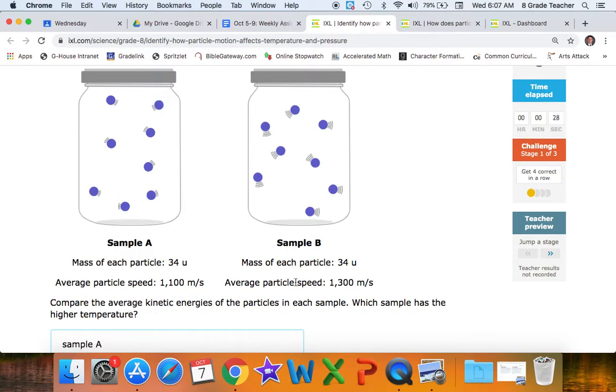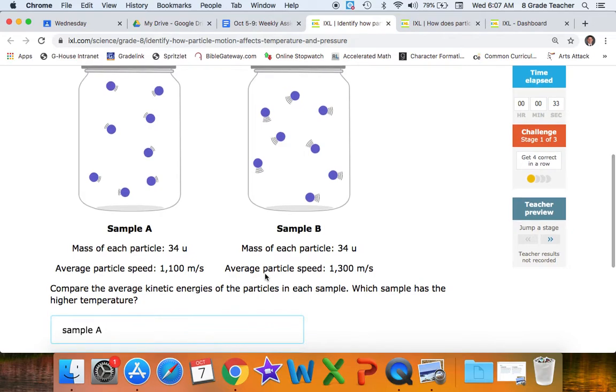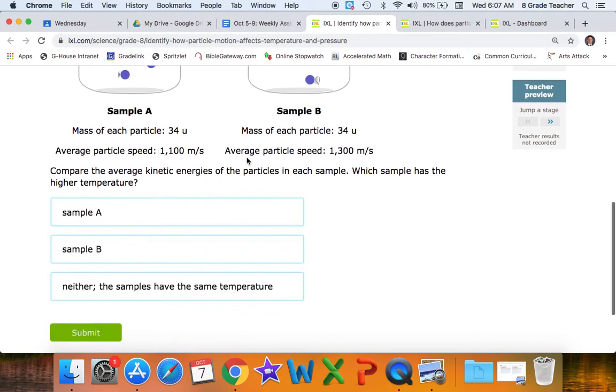Well, if we've got the exact same speed and they've got the exact same mass, the only factor that could be different is the number of particles. Let's count them. 1, 2, 3, 4, 5, 6, 7, 8. All three factors are the same. We're going to say they have the same temperature.